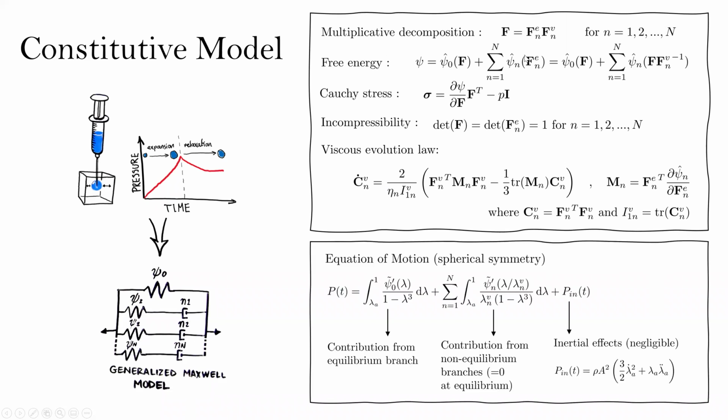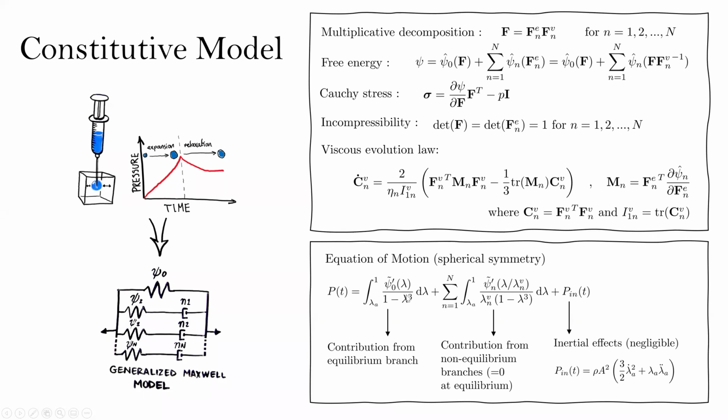Once we have the constitutive model described, we need to develop the equation of motion for this boundary value problem, since we are expanding a cavity. If we run through the motions, we can arrive at this equation, which relates the pressure at the cavity wall to the motion of the cavity itself, where lambda A is the circumferential stretch at the cavity.